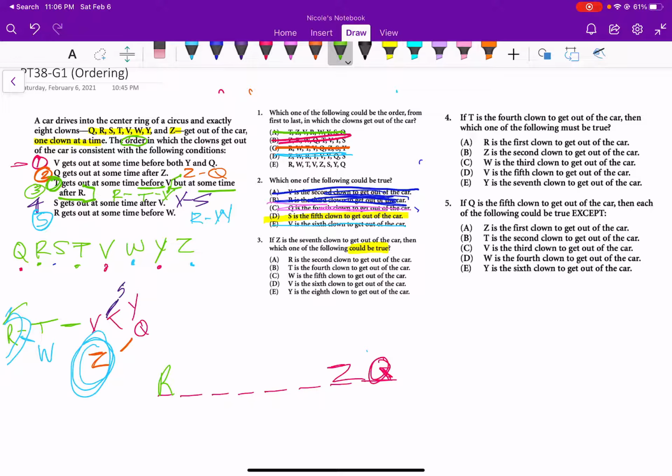All right, so let's see. R is the second, what could be true? So R is the second clown to get out of the car. No, because we already know that R has to be first. So we can cross this one off.